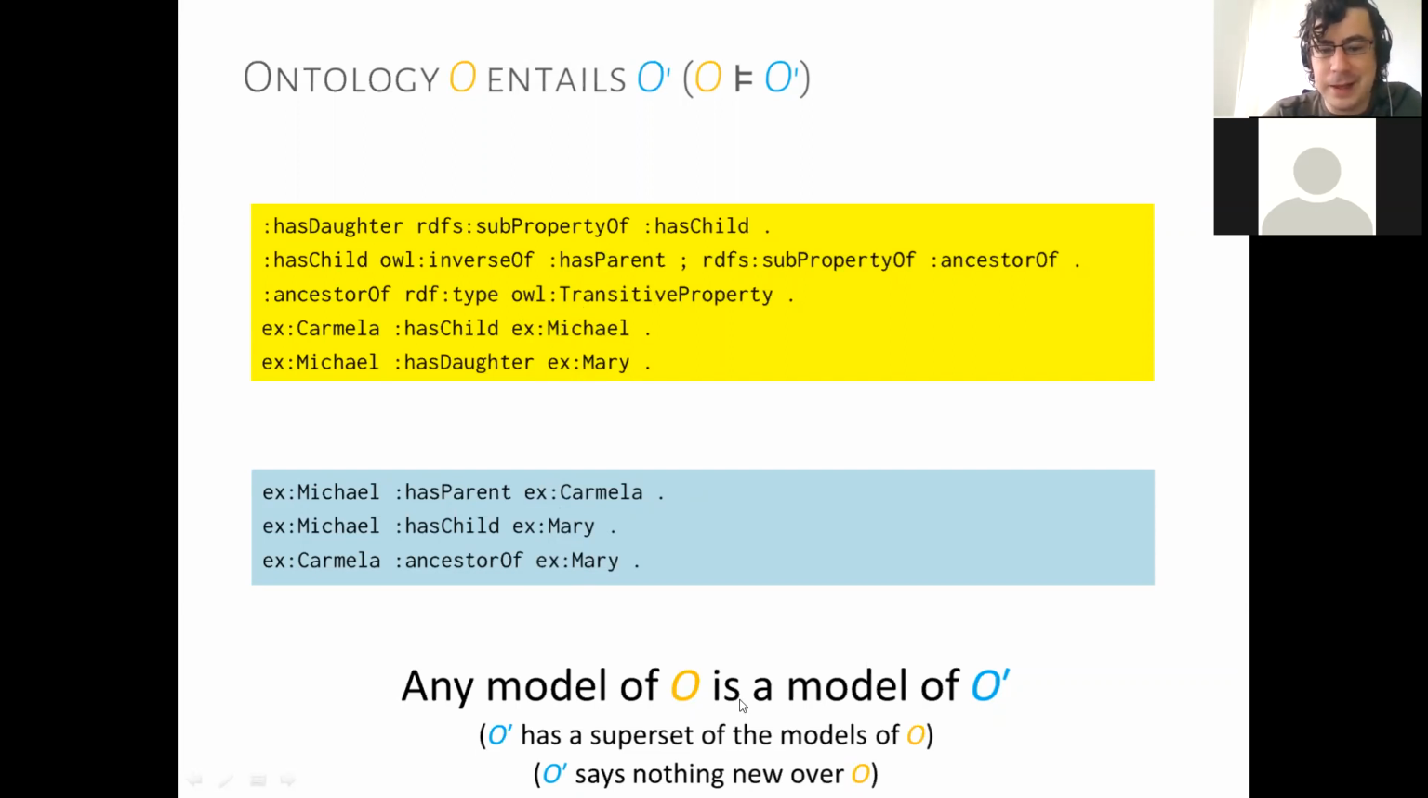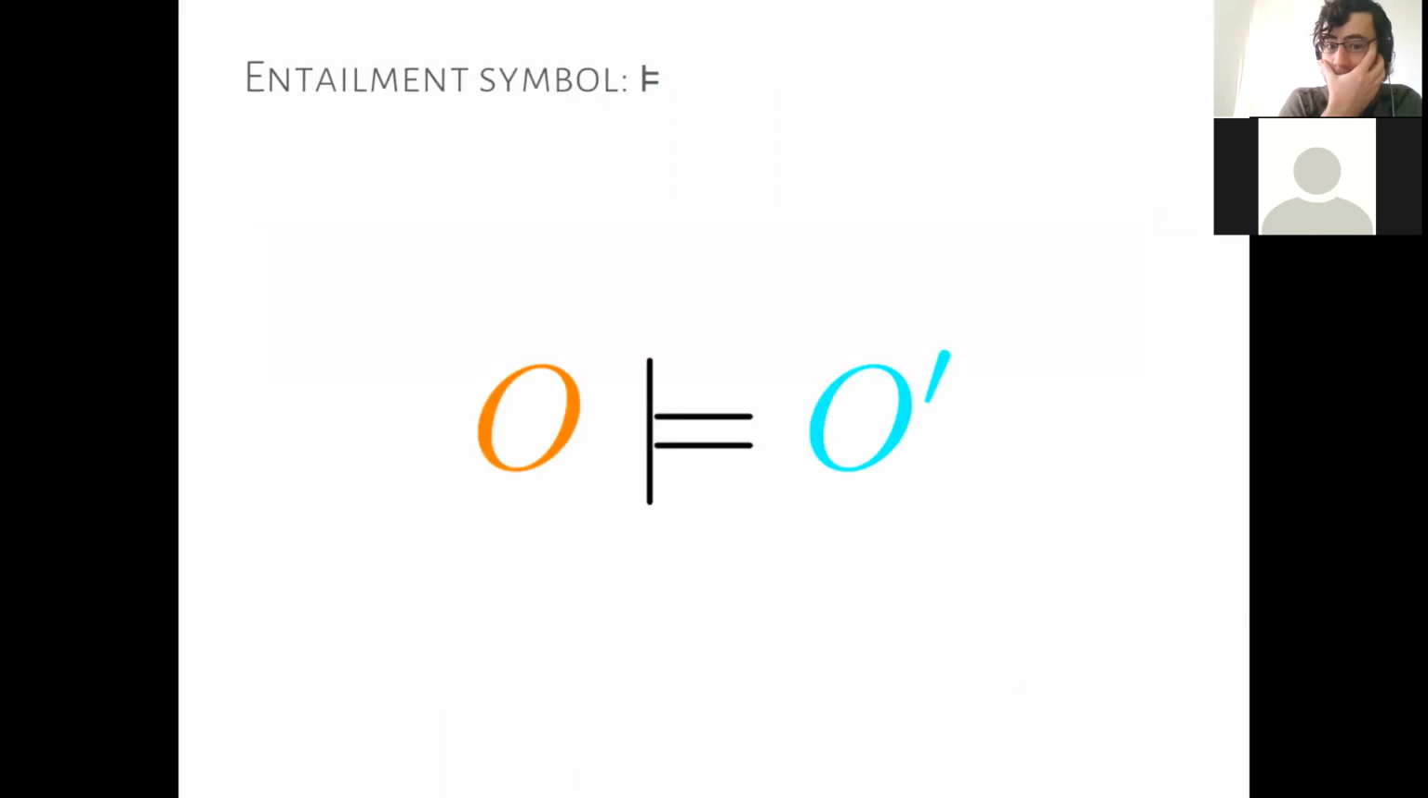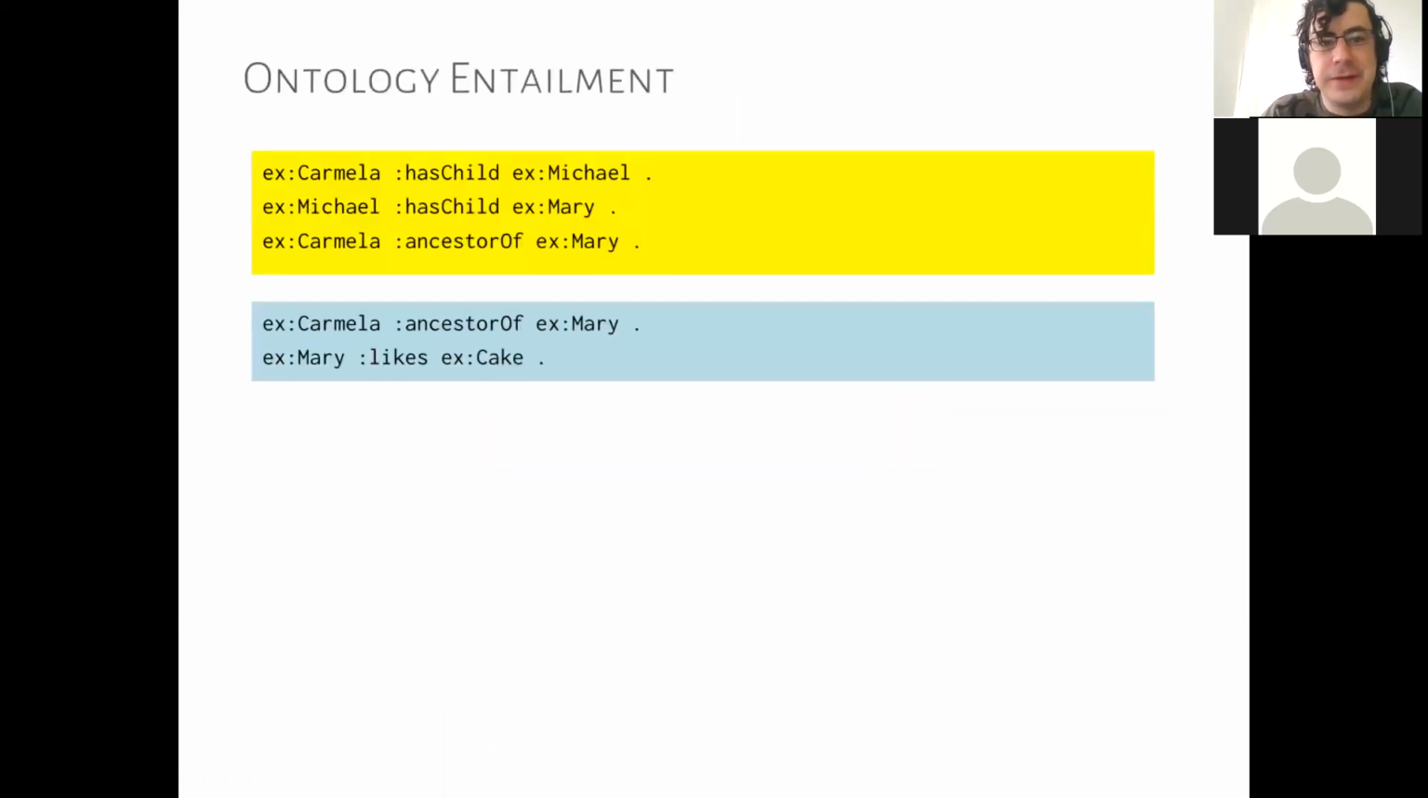So now we can define entailment in terms of the models that we've seen. Any model of O is a model of O prime. This is equivalent to saying that O entails O prime. Okay, so now we've defined the key notion of entailment. We're all the way there in terms of how to define entailment. And we use this special symbol here for entailment, which is O entails O prime. So now we've formally defined the notion of entailment for OWL and for ontologies.